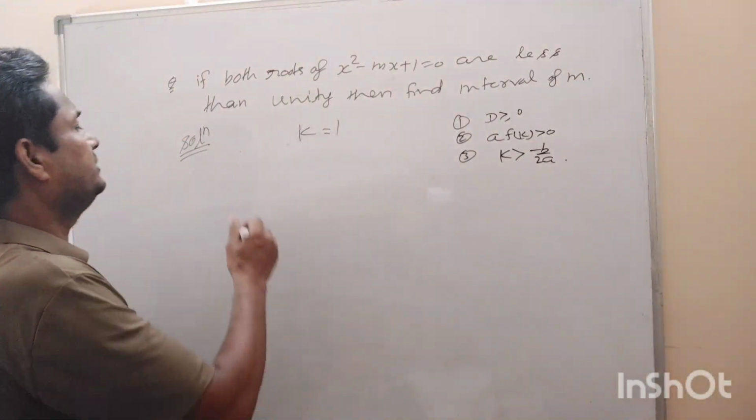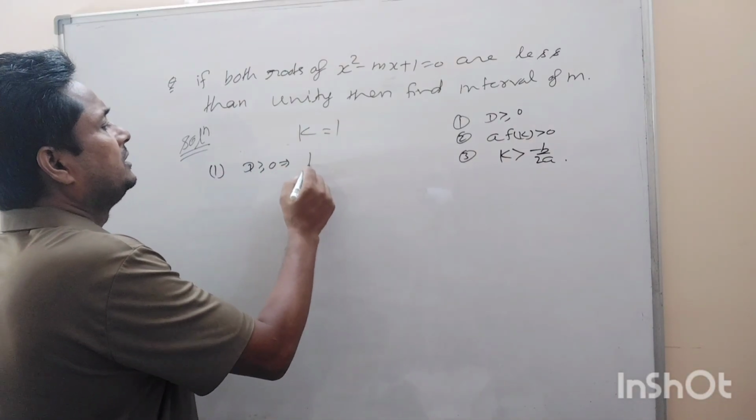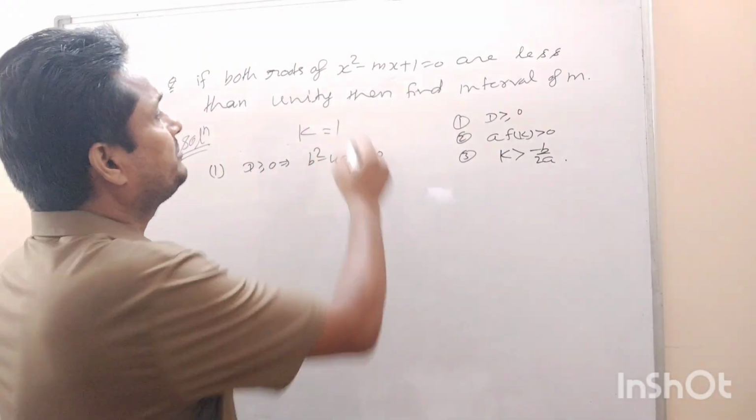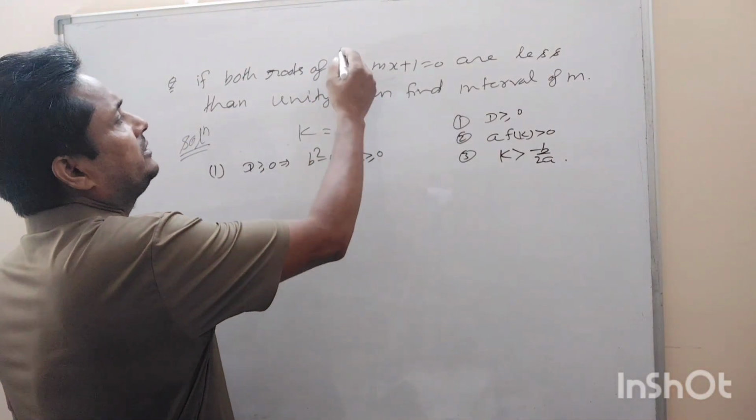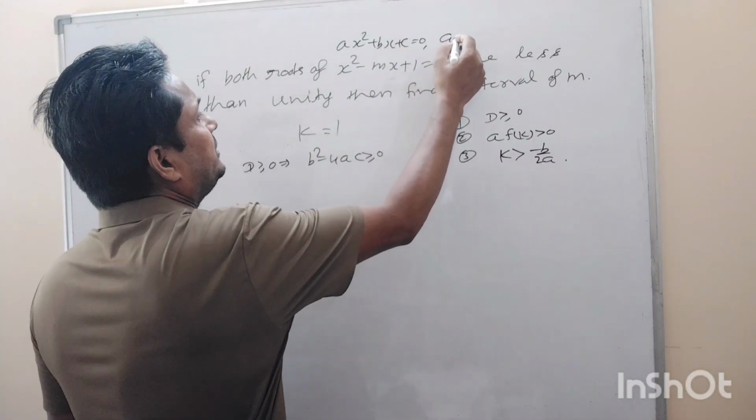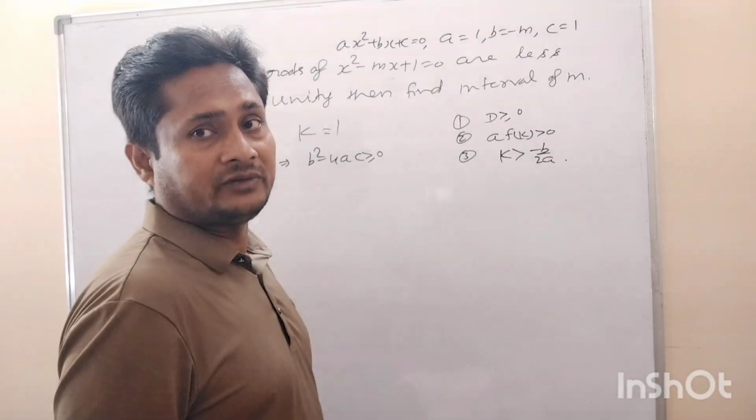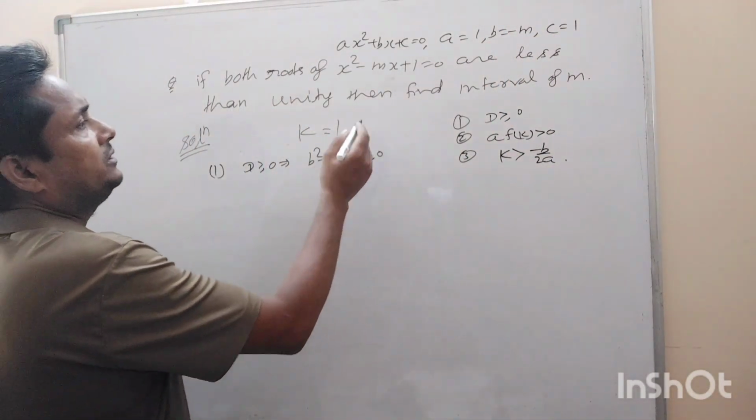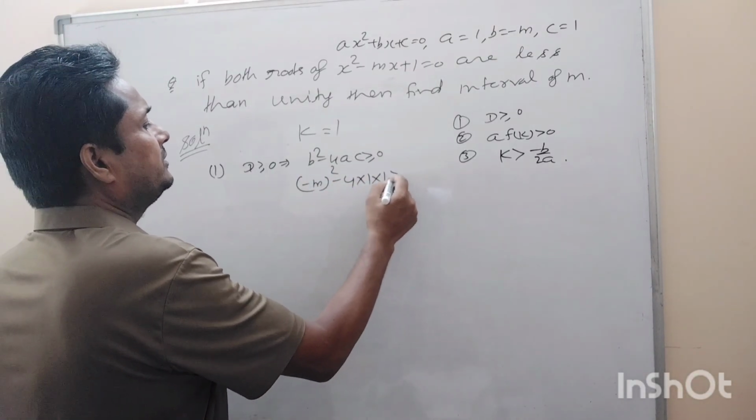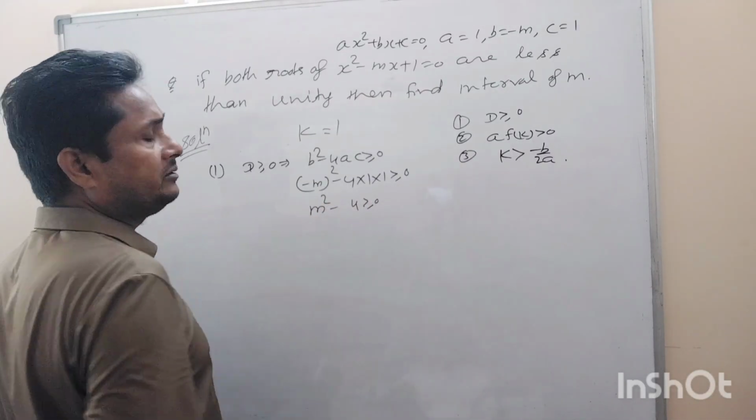Now apply these three conditions. First condition is D greater than or equal to 0. That means b square minus 4ac will be greater than or equal to 0. So now compare this with ax square plus bx plus c is equal to 0, then a will be 1, b will be minus m, and c is equal to 1. Now apply here: minus m whole square minus 4 into 1 into 1 is greater than or equal to 0. That means m square minus 4 is greater than or equal to 0.